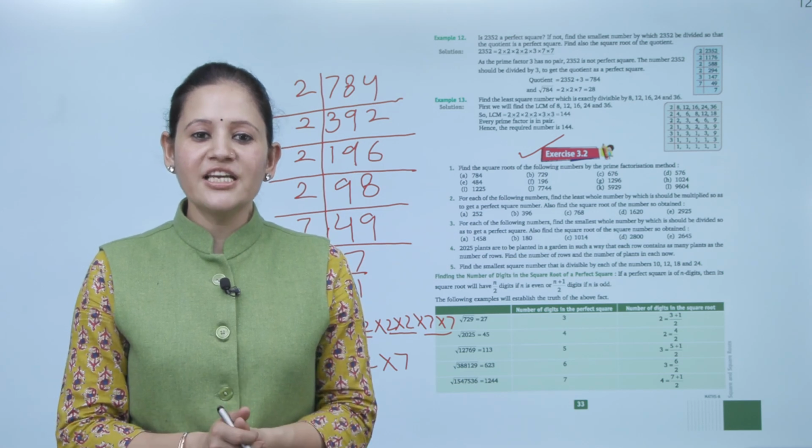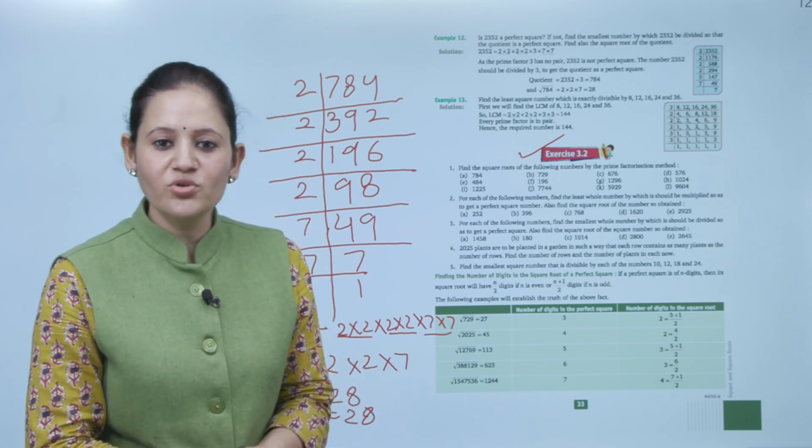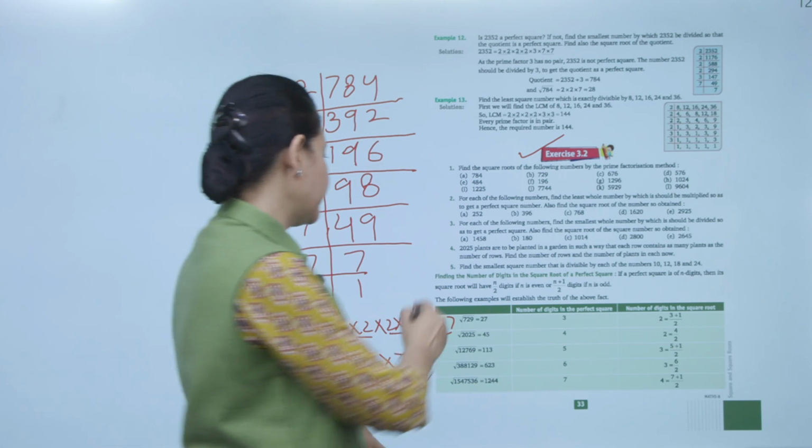Next is finding the number of digits in the square root of a perfect square.